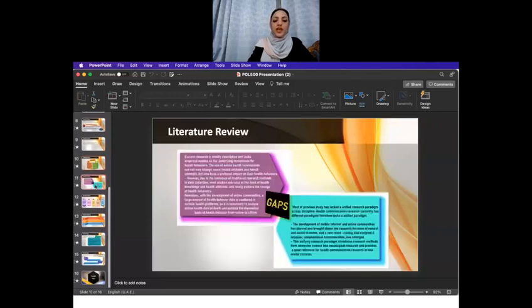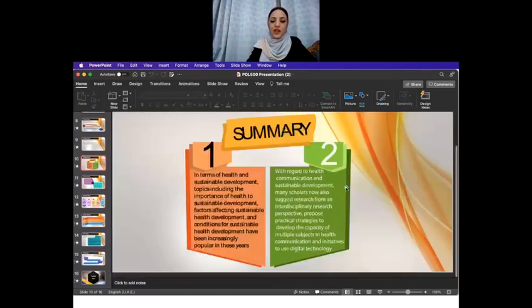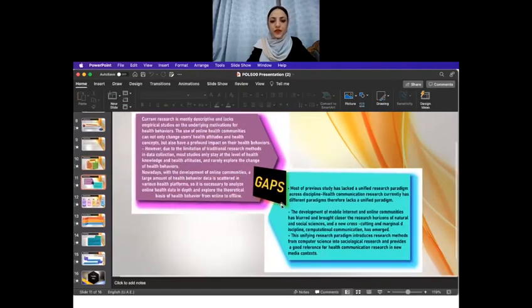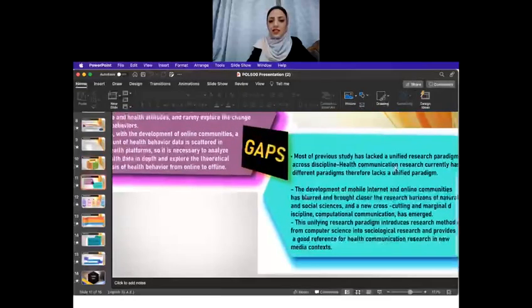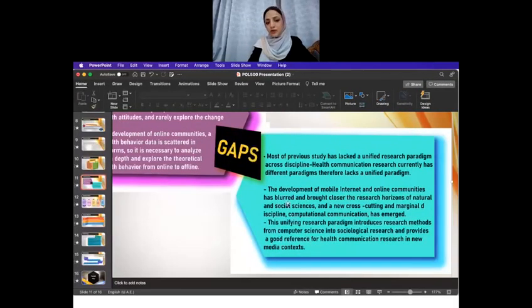Moving on to the gap that has been found in the literature review. Most previous studies lacked unified research paradigms. The development of mobile internet and online communities has blurred and brought closer the research horizons of natural and social science. A new cross-cutting marginal discipline, computational communication, has emerged.